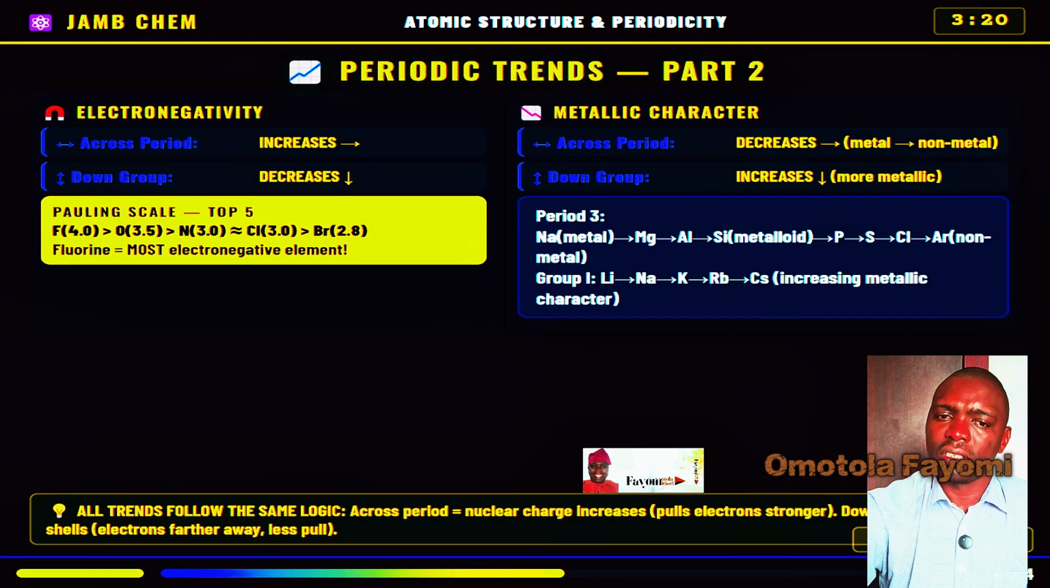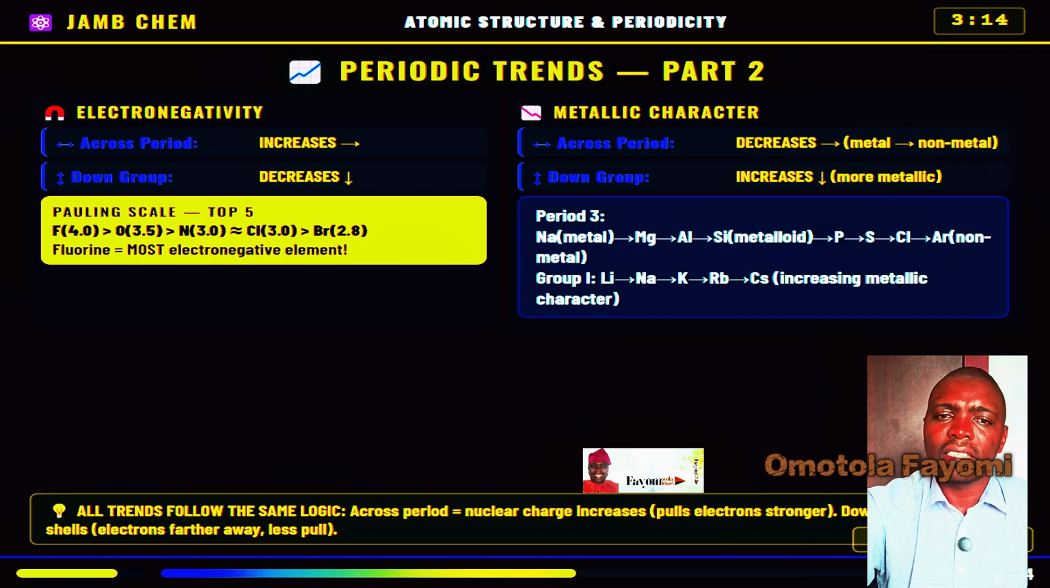Now 2 more vital trends. Electronegativity measures how strongly an atom attracts bonding electrons. On the Pauling scale, across the period from left to right, electronegativity increases. Down a group, electronegativity decreases. The most electronegative element in the entire periodic table is fluorine at 4.0 on the Pauling scale, then oxygen at 3.5, nitrogen and chlorine at 3.0. JAMB question alert: which is the most electronegative element? It is always fluorine.